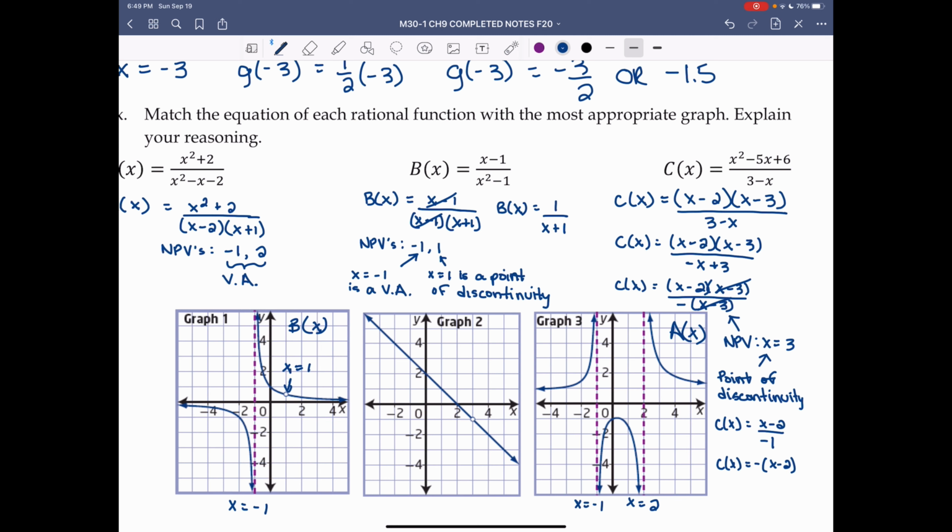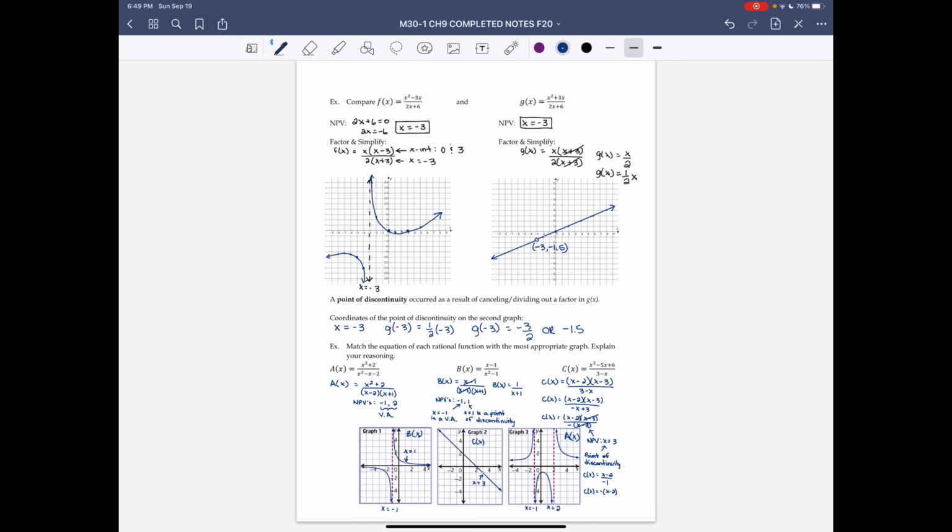You could also multiply the negative into the brackets. So now we've shown that graph 2 is definitely c of x, and we can see our point of discontinuity at x equals 3. That brings us to the end of Chapter 9, Lesson 2.